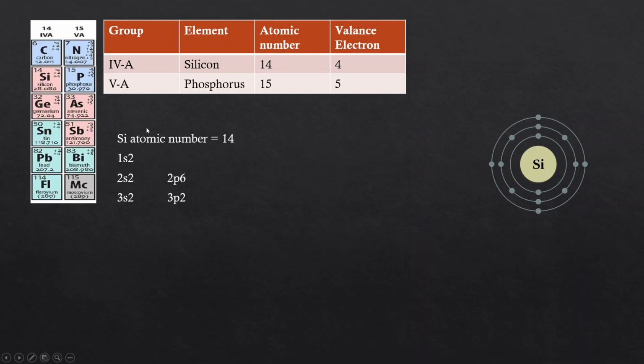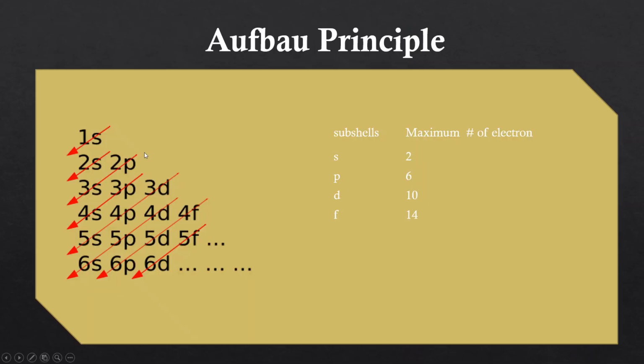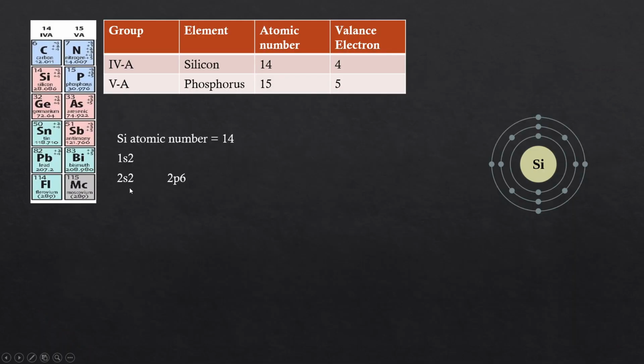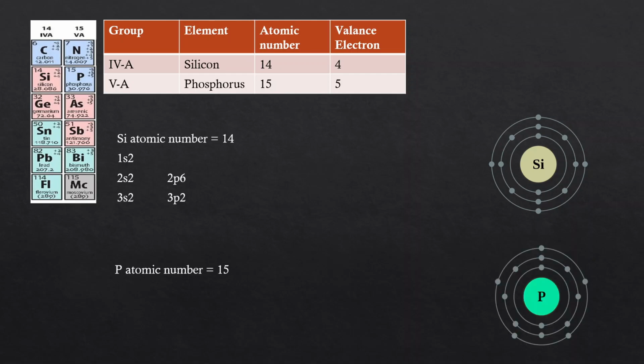If you follow this Aufbau principle, you can see 1s2, 2s2, 2p6, 3s2 and 3p2 like this. Similarly, we are going to find the subshells of phosphorus with the same Aufbau principle. Its atomic number is 15, so it means 1s2, 2s2, 2p6, 3s2, 3p3. So it has 5 electrons in its last shell, and in the p subshell it has 3 electrons, and the valency is basically 3.